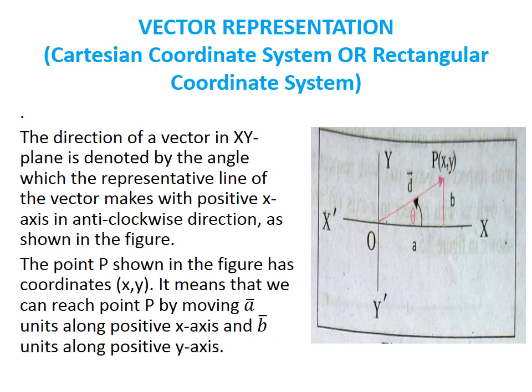The direction of a vector in xy plane is denoted by the angle which the representative line of the vector makes with positive x-axis in anti-clockwise direction as shown in the figure. The point P shown in the figure has coordinates x, y. It means that we can reach point P by moving A bar units along positive x-axis and B bar units along positive y-axis.